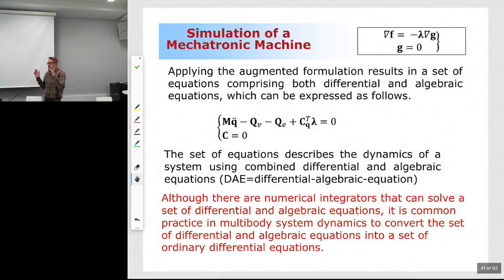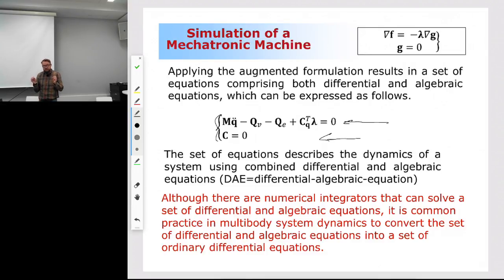This is our final destination, almost the final destination. So we have here a differential equation that expresses the motion of the system, and then we have a constraint. And this set of equations is called a set of differential algebraic equations, DAE.